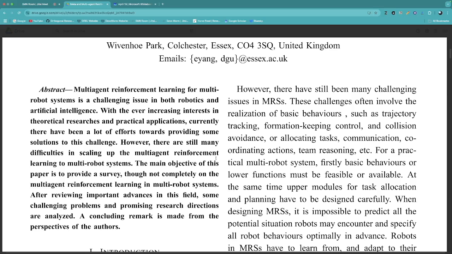This is a challenging issue in both robotics and artificial intelligence. With the ever-increasing interest in theoretical researches and practical applications, currently there have been a lot of efforts towards providing some solutions to this challenge. However, there are still many difficulties in scaling up the multi-agent reinforcement learning for multi-robot systems. The main objective of this paper is to provide a survey, but not completely, on the multi-agent reinforcement learning in multi-robot systems. After reviewing important advances in the field, some challenging problems and promising research directions are analyzed.